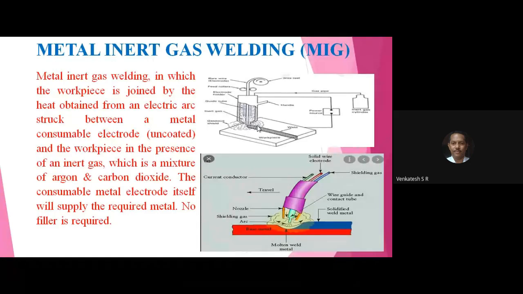All of you, please write down rough diagram. Rough diagram of metal inert gas welding. In bracket, write down MIG.